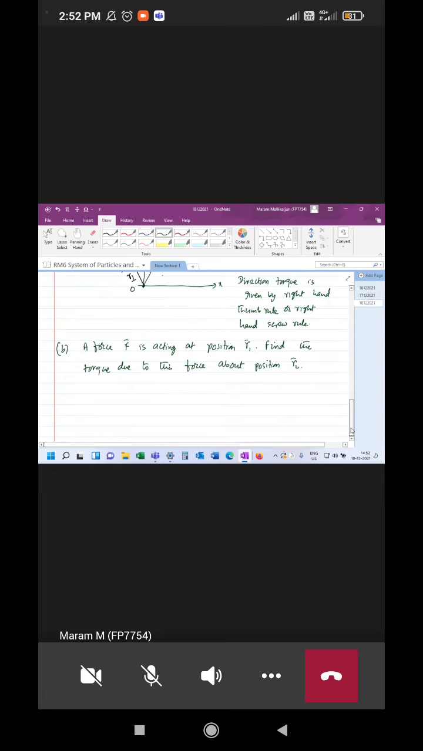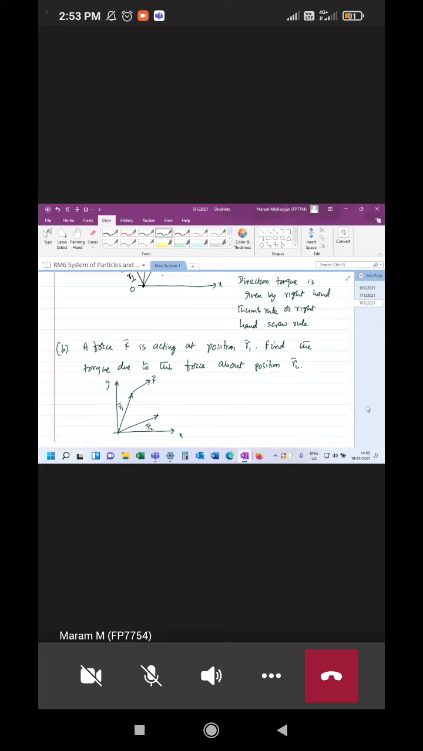What is the meaning of this position R2 bar? Let us say again, I can draw the diagram here, Y and X. See, R1 bar is something like this. This is R1 bar. The force may be acting somewhere in this direction. But you want the torque about this point somewhere here, which is R2 bar.